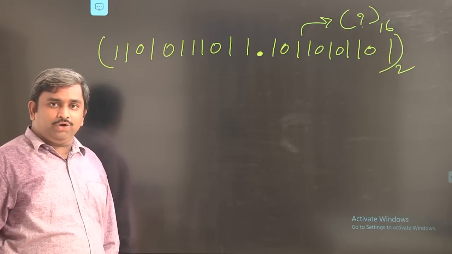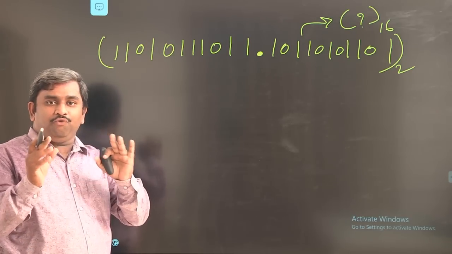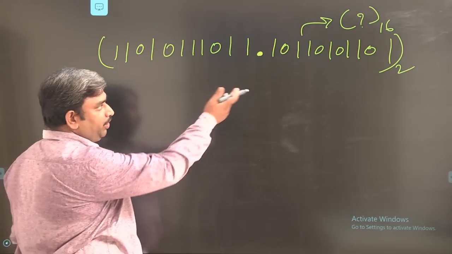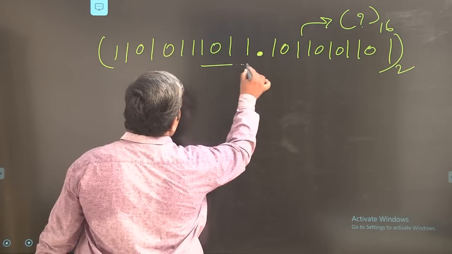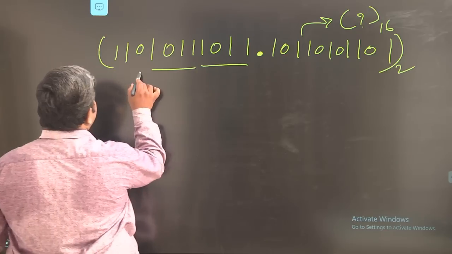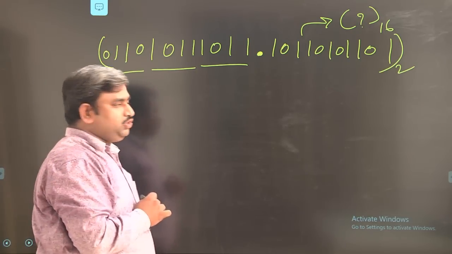From the decimal point, you have to come to the left side or right side by making 4 groups. You want to convert into hexadecimal, so for that reason you have to make 4 groups. These are the 4 numbers. Next, these are the 4 numbers. And these are the 3 numbers. There is no number here, so for that reason I am adding 0.